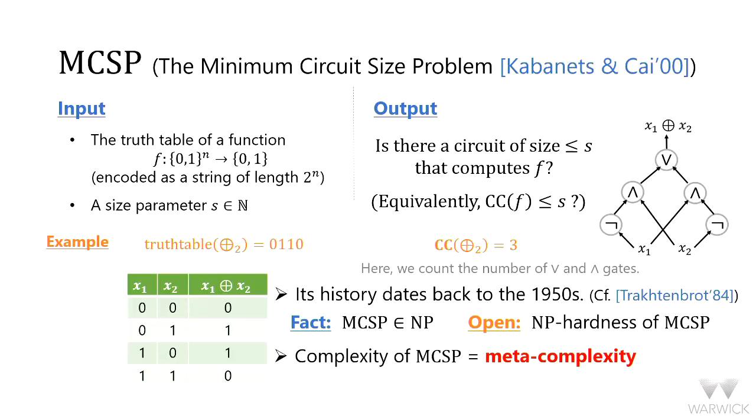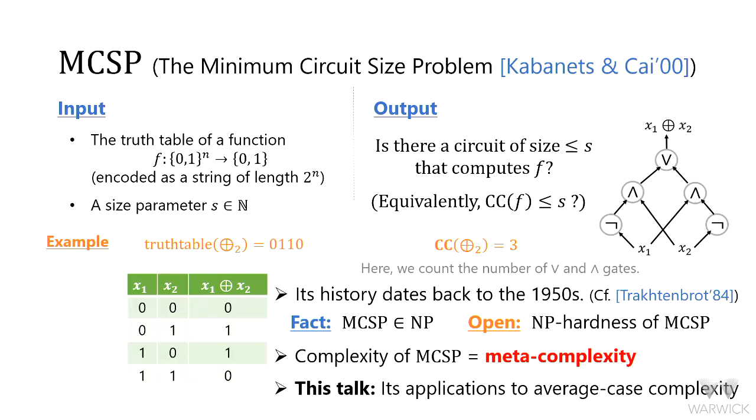MCSP asks to compute circuit complexity, so if you consider the complexity of MCSP, it amounts to considering metacomplexity of circuit complexity. And what I'm going to talk about today is that this perspective of metacomplexity has an important application to the theory of average case complexity. So by the end of the talk, my goal is to convince you that metacomplexity has an application to average case complexity. That's my goal.